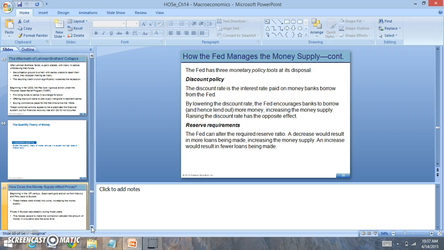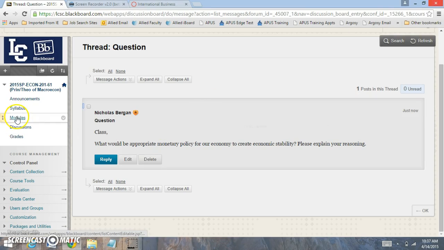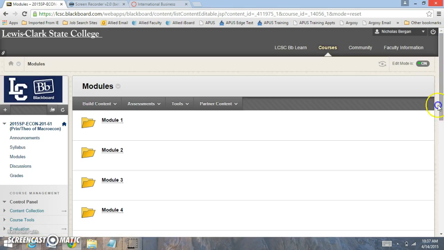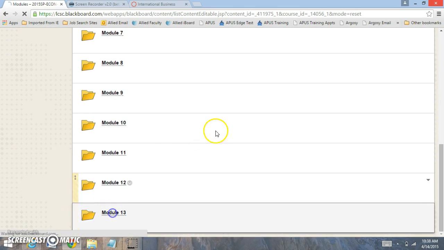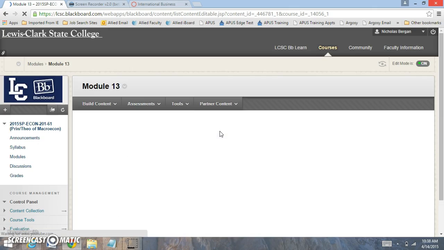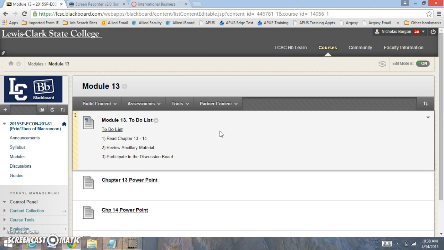So what you want to look at in the question is, do you want to use contractionary policies or do you want to use expansionary policies in the decisions of what our economy is doing right now? So evaluate our economy and explain which policy you would use and why. And that's what you're focused on.